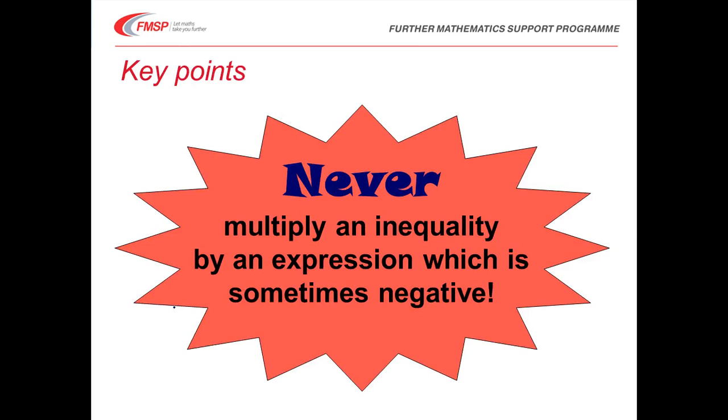When you're dealing with inequalities, never multiply an inequality by an expression which is sometimes negative. It's okay if you know that the expression is always negative, you can simply reverse the inequality sign. But if your expression is sometimes negative and sometimes positive, then simply don't multiply it. There are other alternative ways of moving forward with your solution. Adding and subtracting is a good alternative.